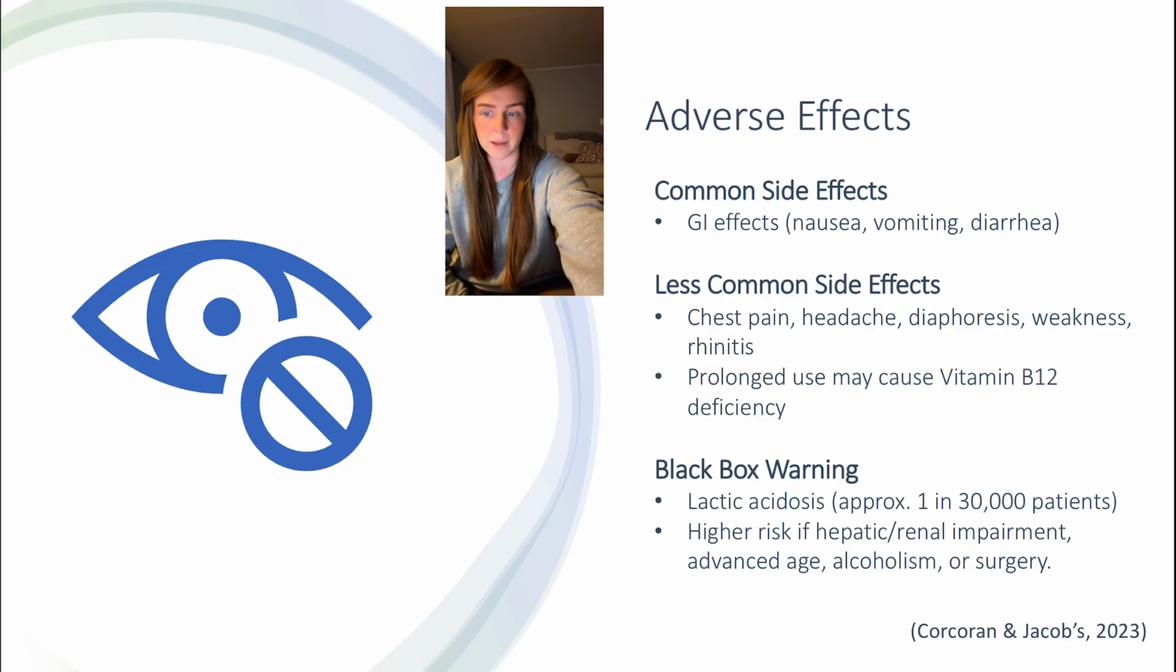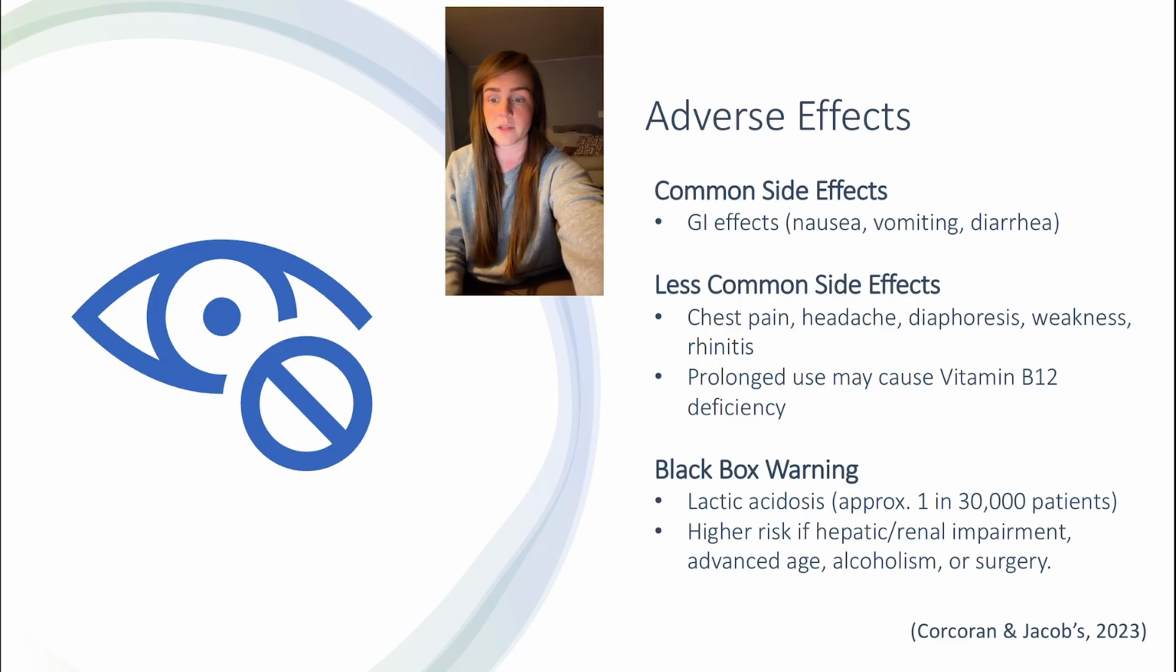And there's also a black box warning of lactic acidosis, which is very rare. It only occurs about 1 in 30,000 patients. And of course, you're at higher risk for this if you have hepatic or renal impairment, advanced age, alcoholism, or you take it while you're having surgery.